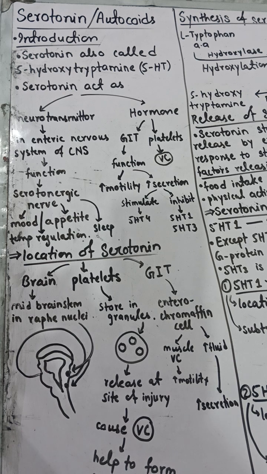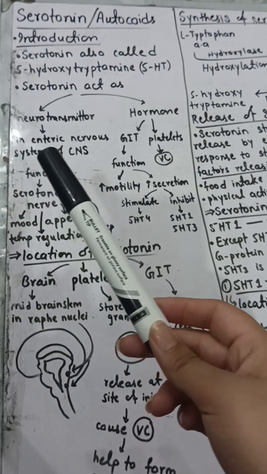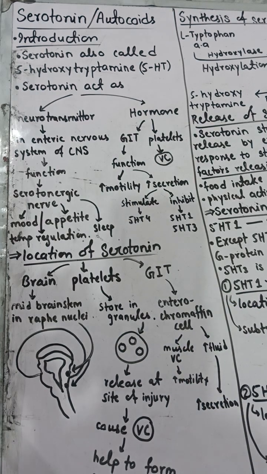Second, as a neurotransmitter, it is present in the enteric nervous system and CNS. What is its function here? It acts on the serotonergic nerves. There are some nerves on which serotonin binds. These nerves on which serotonin as a neurotransmitter binds are called serotonergic nerves. You should know this, because it is important from the viva point of view.